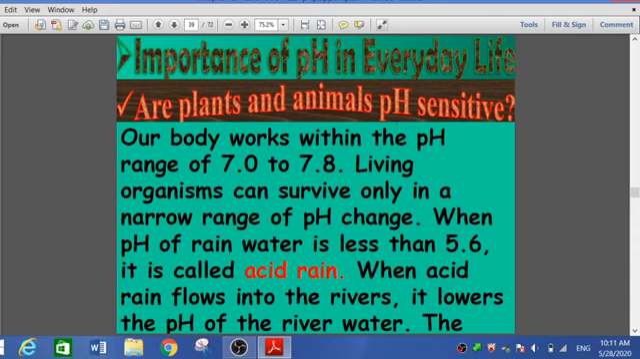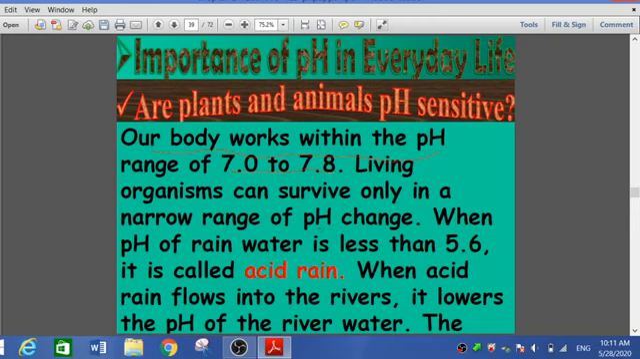Now the importance of pH in our daily life is important for exam purposes. Exam में ये important रहता है. So first we start with plants and animals. Our body works within a pH range of 7 to 7.8. Living organisms can survive only in a narrow range of the pH scale.